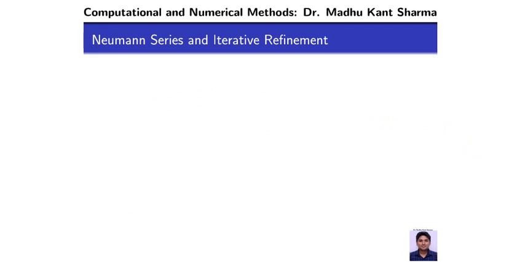So now our next topic is to derive the Neumann series and iterative refinement. Before going further, let's see how this definition of norms is useful for our system of linear equations Ax equals b. Let's recall: let V be a vector space.